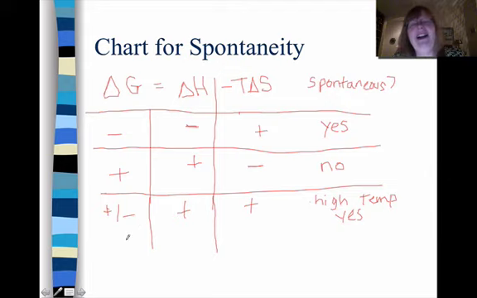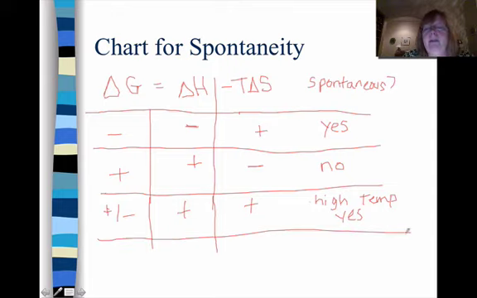And when we say high temperatures, you might say, well, what's a high temperature? What we would do to find out at what temperature this becomes spontaneous is put delta G equal to 0. We would put in our values of delta H and delta S and solve for T to find out at what temperature this would become spontaneous. But it's ultimately going to depend on the temperature.